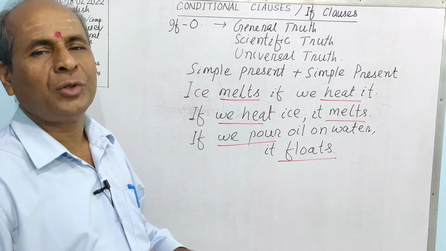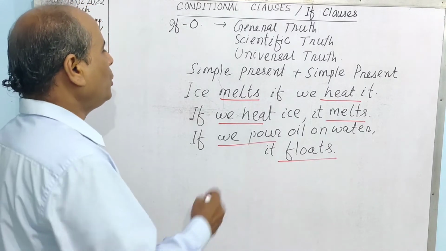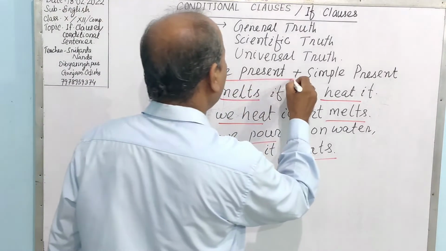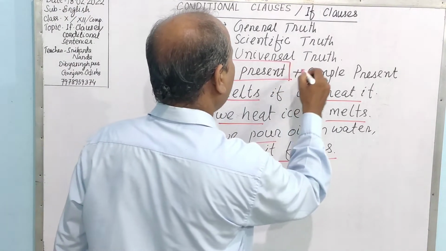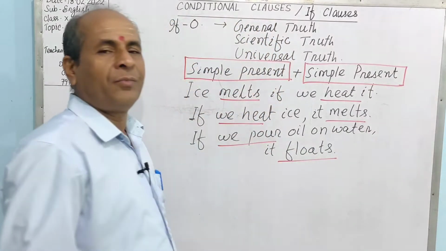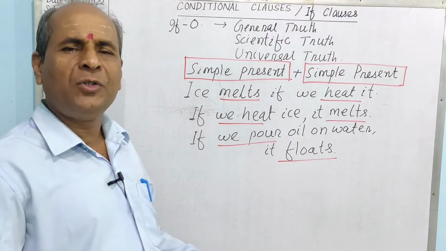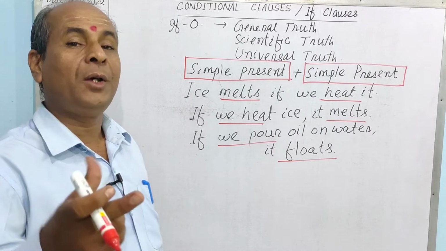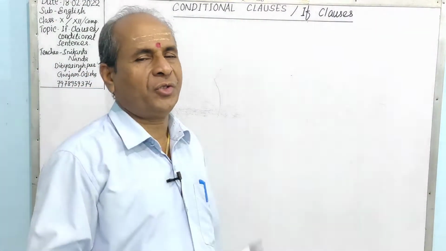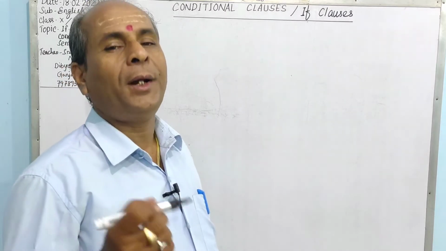You have to use if zero sentence, but both the parts have simple present and simple present. So we finish if 0 here. Now we will discuss about if 1. We will discuss first about the structures: if 1, if 2 and if 3.